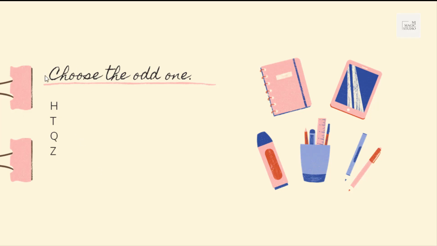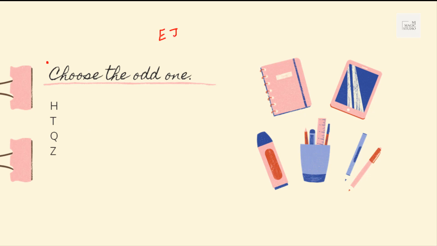So in letter classification, let's take up a very simple example to start with. Choose the odd one out of H, T, Q, Z. In this kind of single letter classification, I would always go in for just finding out the positional value first.